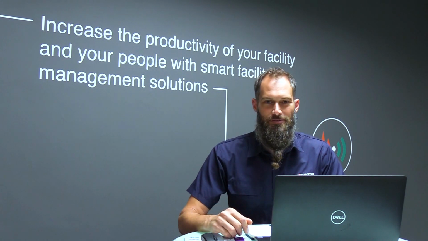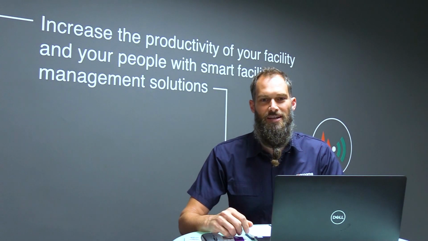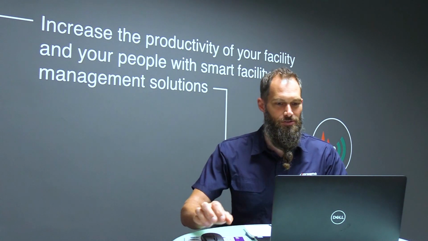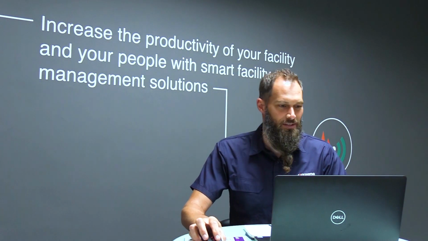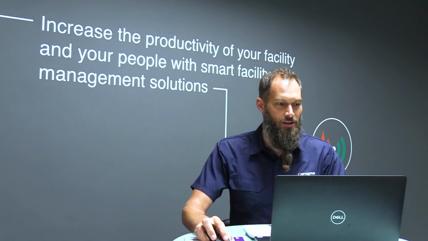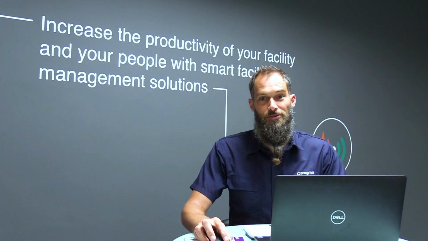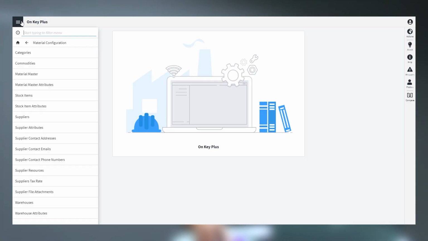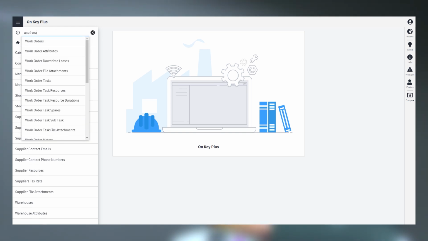Today we're going to have a quick look at the basic navigation in OnKey Plus and show you just how to orientate yourself in the system. Right, first up obviously is how do we get to the menu. So the menu is from the hamburger menu, top left, and once we are there we can search for things that really makes life very easy.